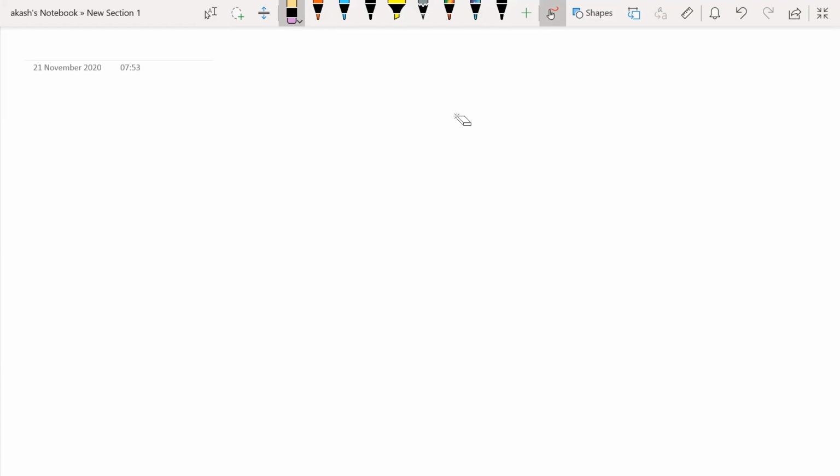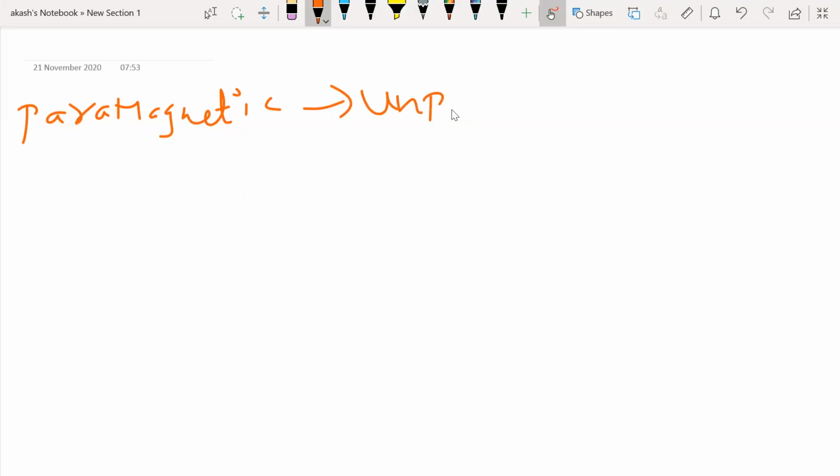Okay, let me try to write with this. Right? So paramagnetic species, they have unpaired electrons, as simple as that. Right? They have unpaired electrons.